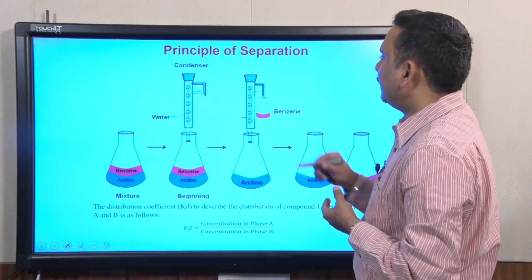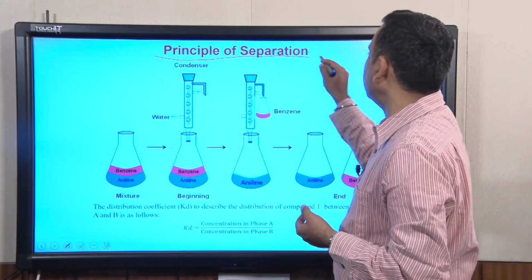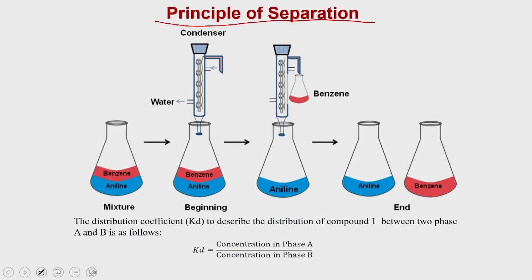So, let us see a clear example of how you can do a separation. For example, if you have a mixture of benzene and aniline, you have a complete mixture of benzene and aniline, and you are using the boiling point as a criterion. If you remember, benzene and aniline have different boiling points. So, what we have done is we have put it into a condensation apparatus and started heating up this liquid.